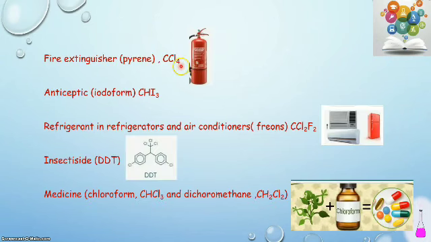Students, do you know carbon tetrachloride, that is CCl4, is used in a few fire extinguishers. CHI3, that is iodoform, is used as an antiseptic. Freons, that is CCl2F2, are used as refrigerants in refrigerators and air conditioners, while DDT was used as an insecticide. Chloroform, that is CHCl3, and dichloromethane, that is CH2Cl2, are used in medicine.